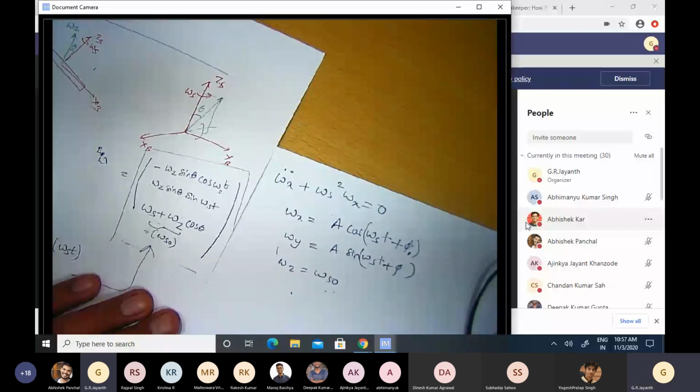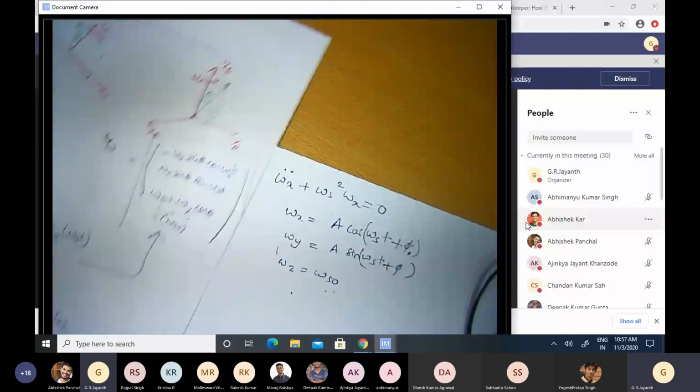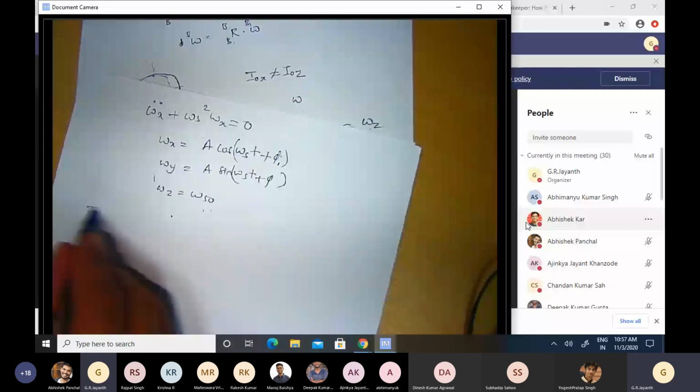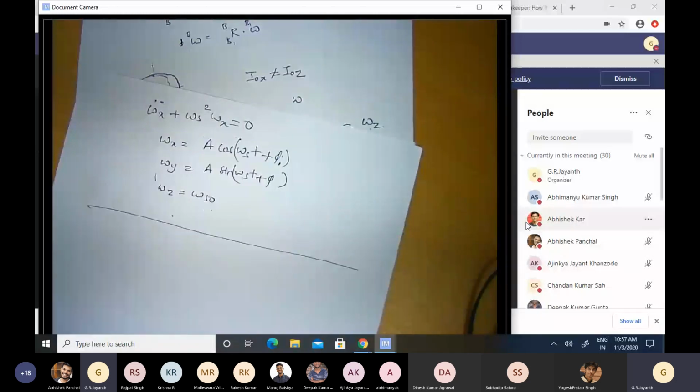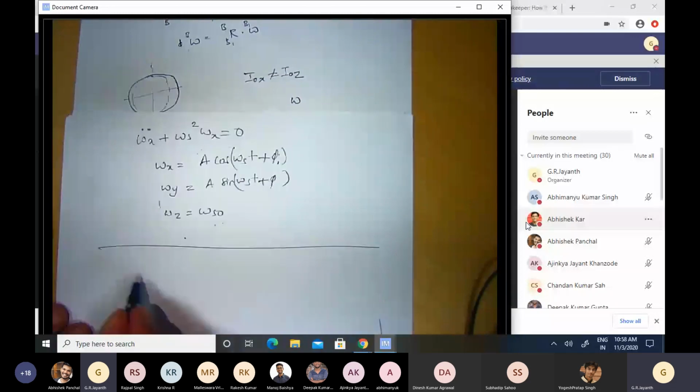Okay, so let us now, having discussed the free symmetric top and the examples of the free symmetric top, return to the original problem that we were considering. The case of a shaft, an eccentric plate on a shaft.